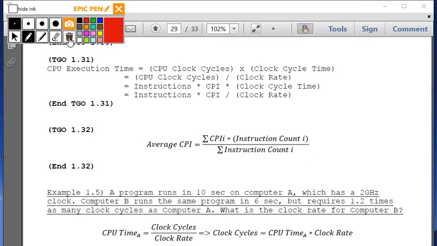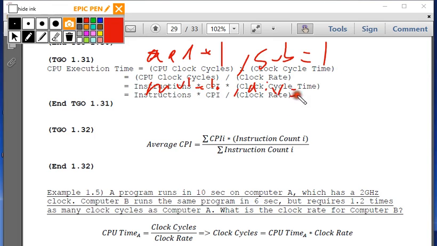So we can actually derive a problem here. Let's just use that one. So we have addition is 1, subtraction is 1 cycle, multiplication is 10, and division is 20. And we know that we have 20 addition, 20 subtraction, and let's say 10 multiplication and 5 division.